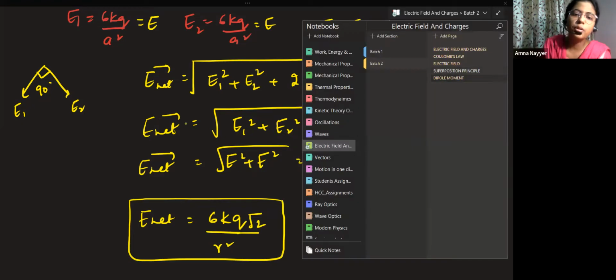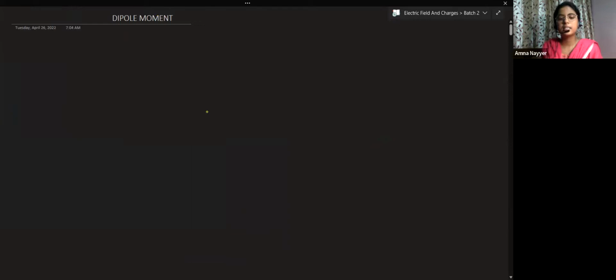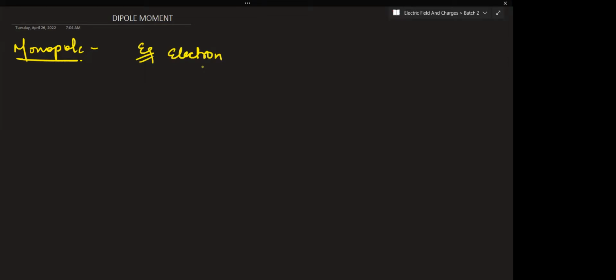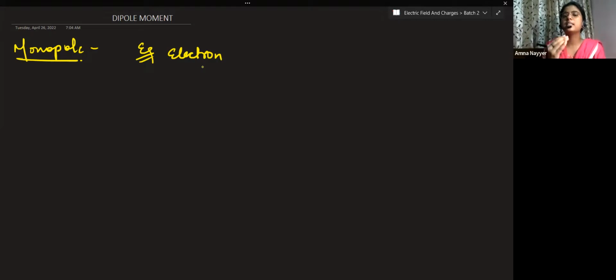Next topic for you is dipole moment. Before moving on to what is meant by dipole, let us see what is meant by monopole. Say a confined system where only a single charge exists. Single kind of charge means, if I talk to you about a single electron, is there any other charge present on the electron apart from negative? No, ma'am. No other charge is present. So this means this is a monopole.